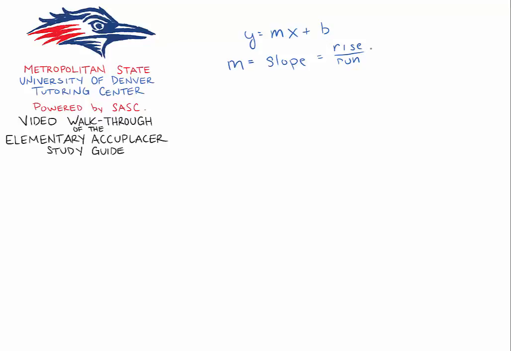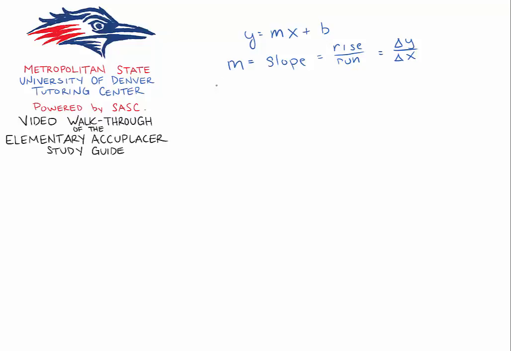You might also have heard of it as the change in y, delta y, the little triangle just means change, over delta x, the change in x values. The only reason I say that is if you've seen it like that, it is the same thing. If you're not familiar with that, don't worry about it. Just recognize it's rise over run.